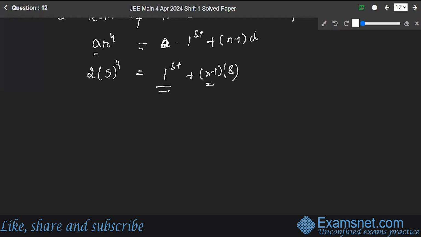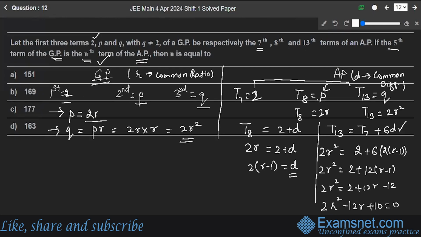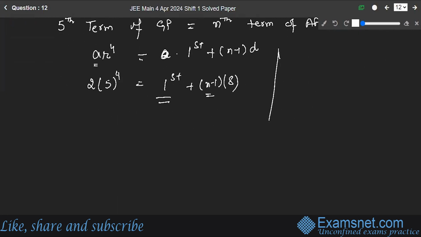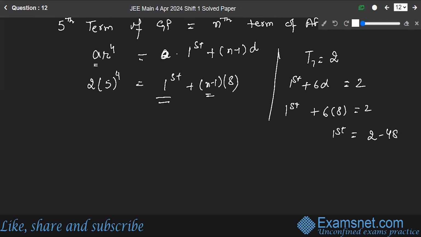I need to have the first term. So the first term can be picked up from here. I'm having the value of T7 as 2. So from here, you have the T7 as 2. T7 is the first term plus 6 d as 2. First term, I don't know, 6 into 8 as 2. So the first term is equal to 2 minus 48, which is minus 46.